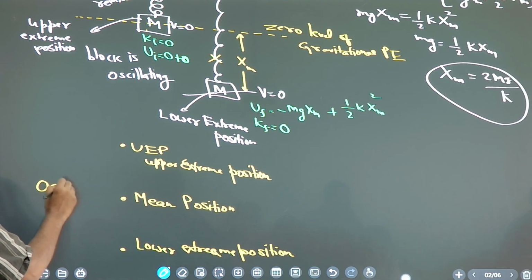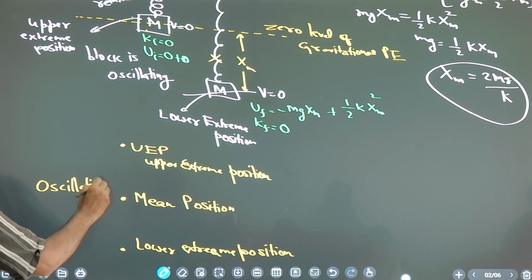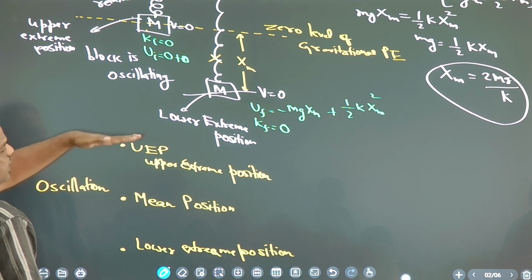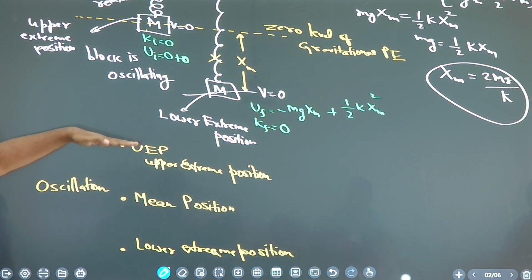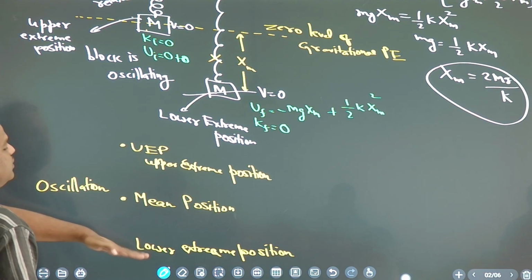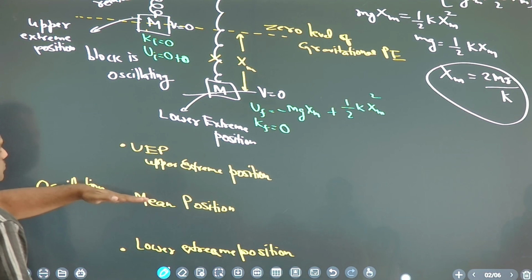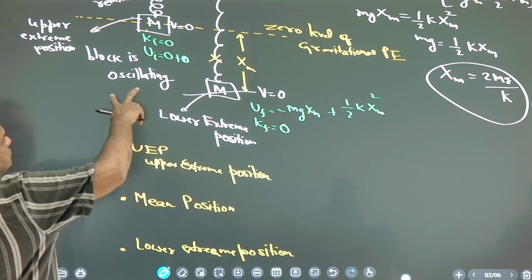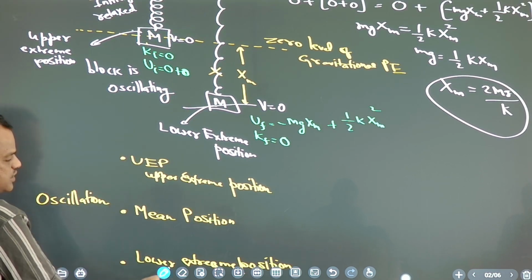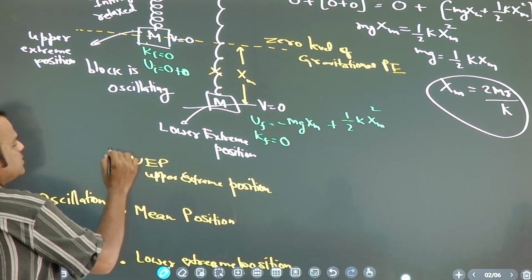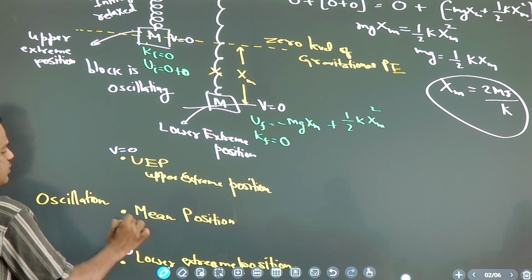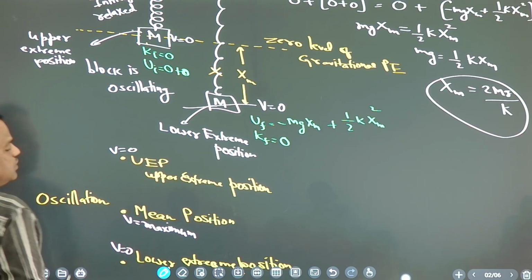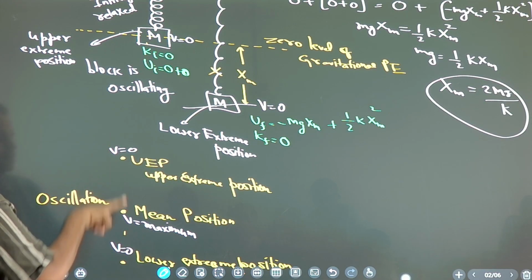So in oscillation, you can identify 3 positions: upper extreme, lower extreme, and mean position. At the upper extreme, what is the speed? 0. At the lower extreme? 0. Where is the speed maximum? Mean position. Understood? Upper extreme speed is 0, lower extreme speed is 0, and at the mean position the speed is maximum. Okay, clear? It is oscillating like this.